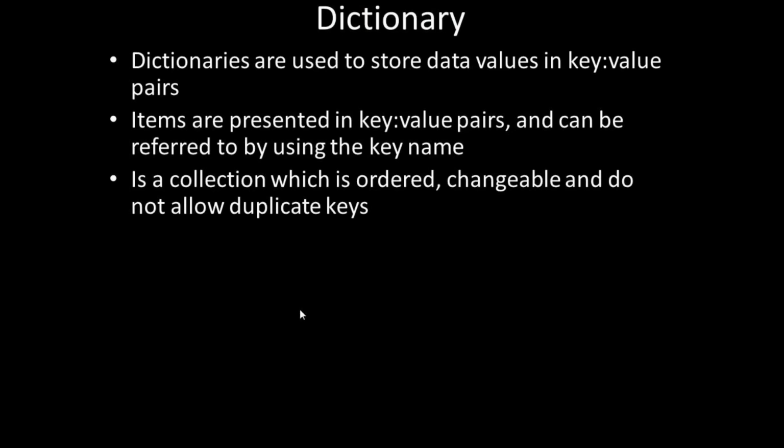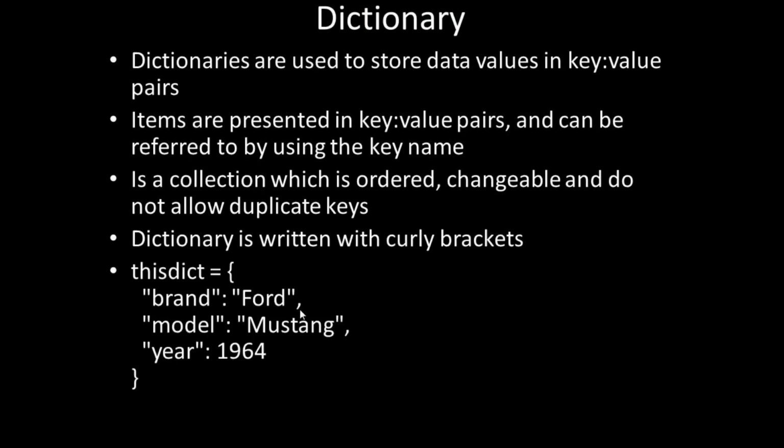And we can change the value of a particular key. And it is ordered. A dictionary is written with curly brackets, but inside you will have key value pairs. So this is the example. You can see this is a dictionary. These are the keys: brand, model, and year. And these are the values: Ford, Mustang, and 1964. So values can be of any data type. You can see here one is integer, one is string.